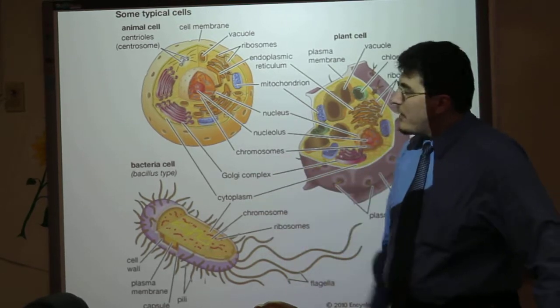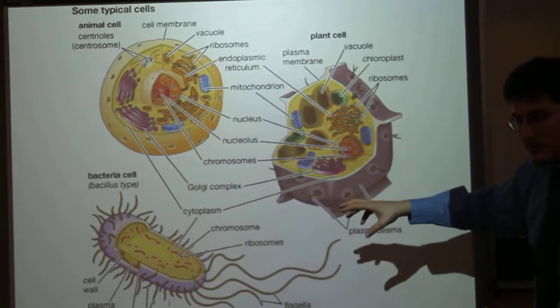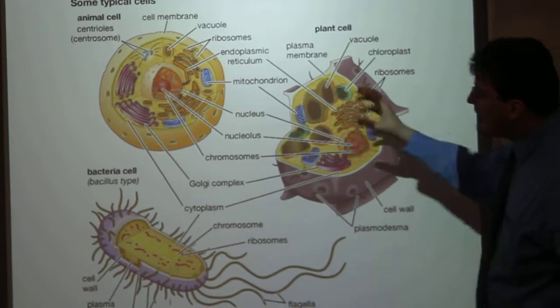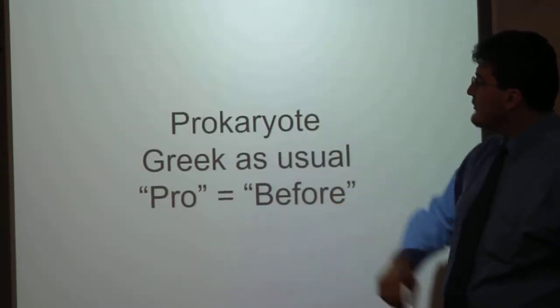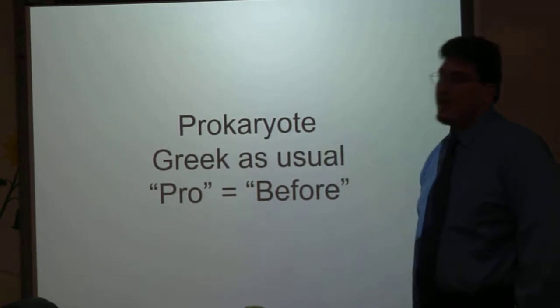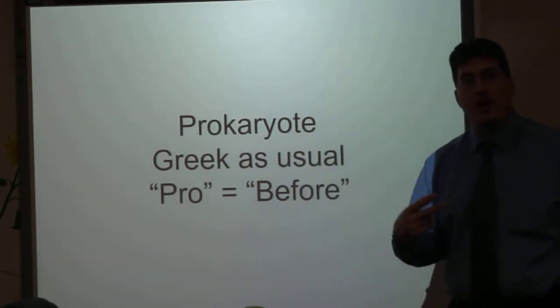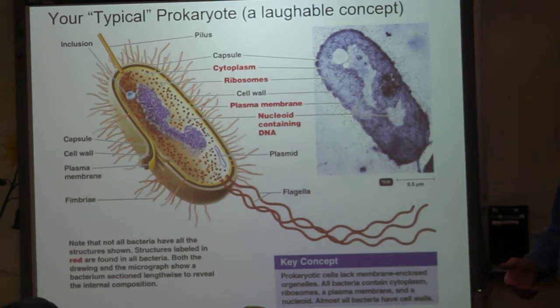Now, prokaryotes, they are before the karyote, before the nut. So they do not have a true nucleus. They share certain features. So, as usual, this is from the Greek. Pro means before, and karyote means the nut. So the nut is referring to the nucleus. So these are the typical prokaryote features.